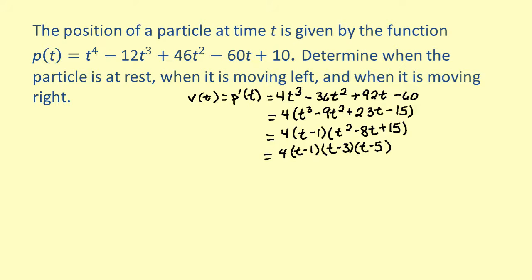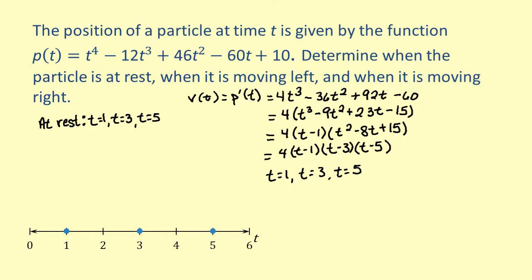Finally, we can use the zero factor property and we find that the zeros of the function are t equals 1, t equals 3, and t equals 5. This means that the particle is at rest at times t equals 1, 3, and 5. Now let's determine when the particle is moving right and left. The particle is potentially changing directions whenever it is at rest. So we'll set up a number line and divide it into 4 different intervals, marking each one of the zeros.